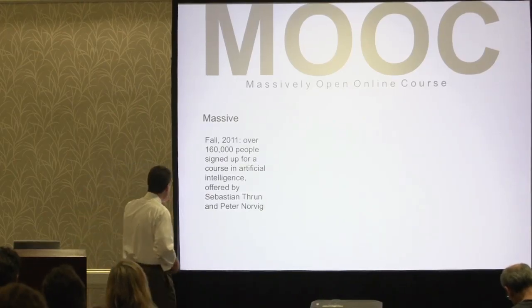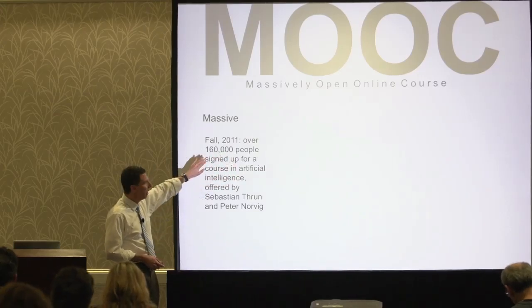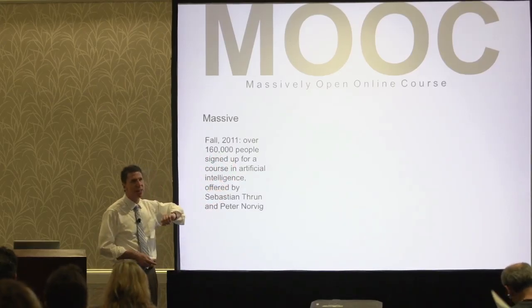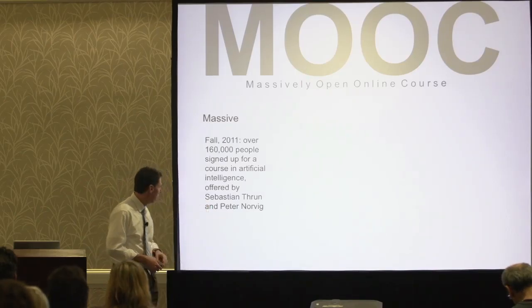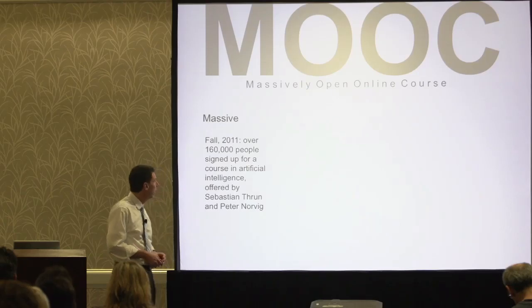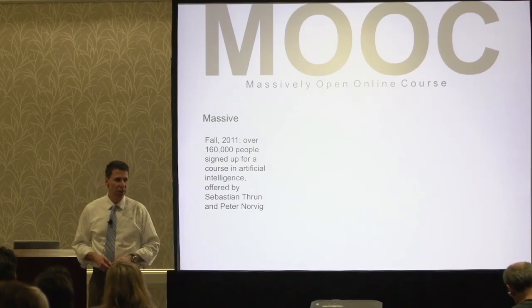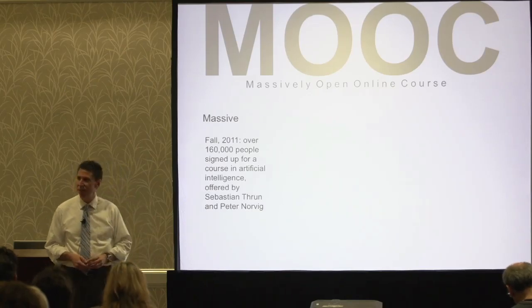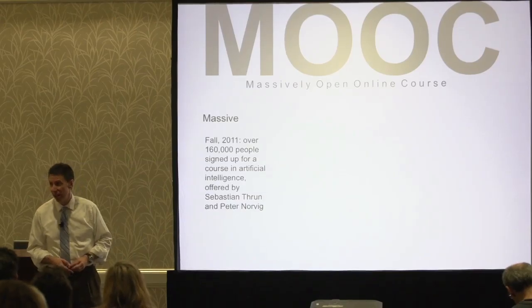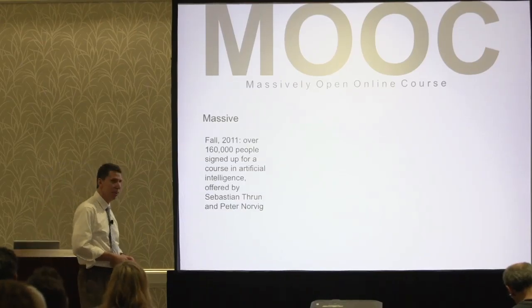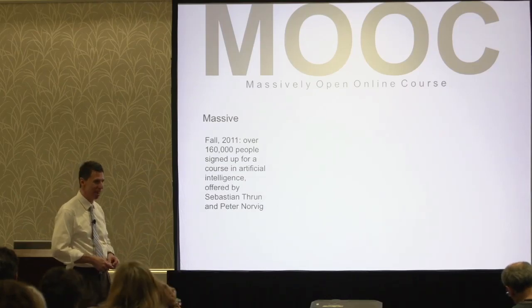But when we talk about massive, the first MOOC that got really broad attention in the media was this course in artificial intelligence taught by Sebastian Thrun, one of the founders of Google, and Professor Peter Norvig from Stanford. They had 160,000 people from around the world enrolled in that course. So when we're talking about massive, we're talking in the hundreds of thousands or even millions of people enrolled. How many people complete the course? That's another issue altogether. The articles never seem to focus on that. They just say 2 million people signed up for it.